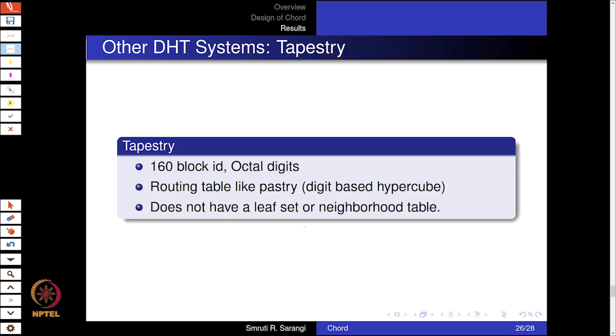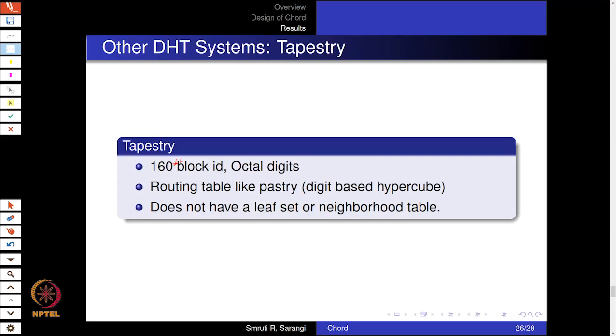So there are other DHT systems. It is not just Pastry and Chord. For example, you have Tapestry that uses a 160-bit block ID, with octal digits. So the routing is like Pastry. It is a digit-based hypercube. So it doesn't have a leaf set or neighborhood table.